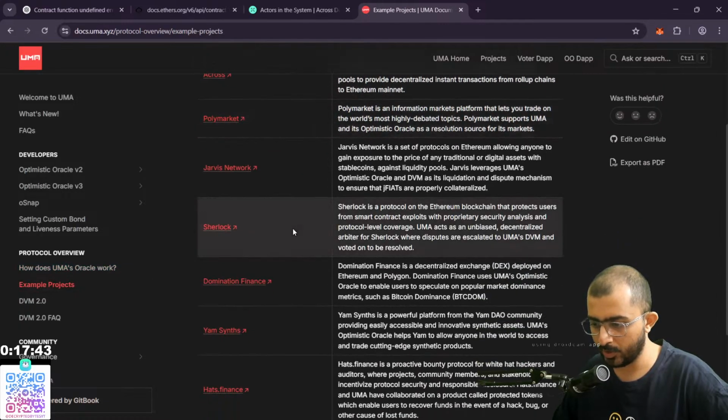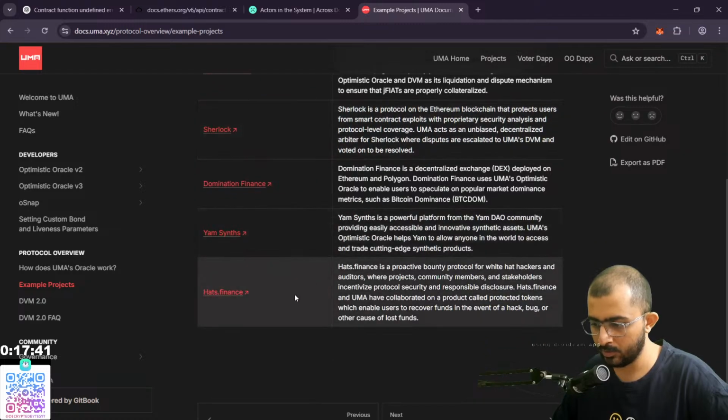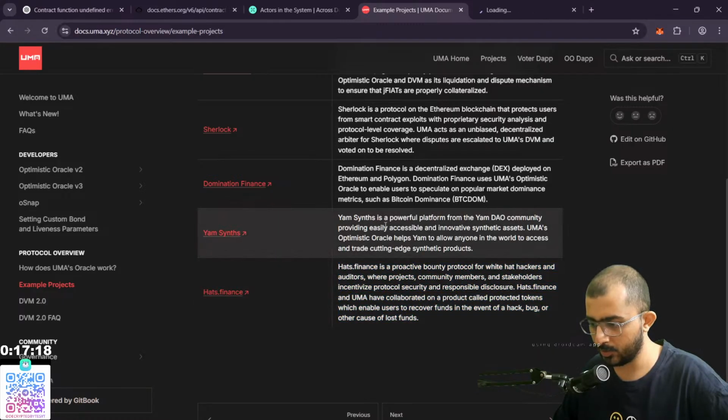Across, Polymarket, a bounty protocol for white hat hackers and auditors, with incentivized security and responsible disclosure. Hats Finance and UMA collaborated on this project to secure funds in events of a hack. Let's learn about this.